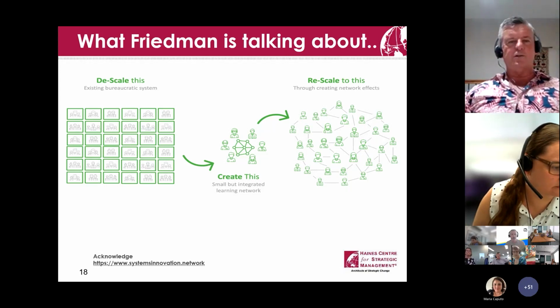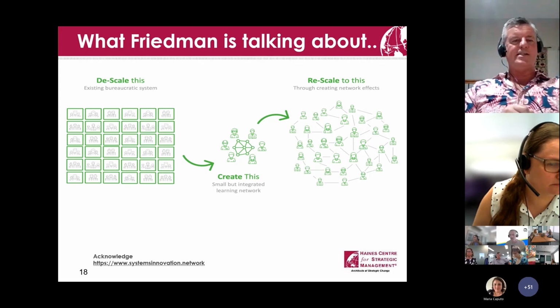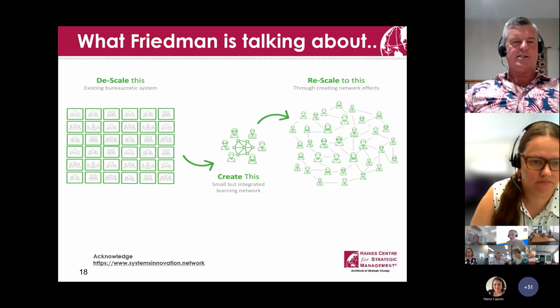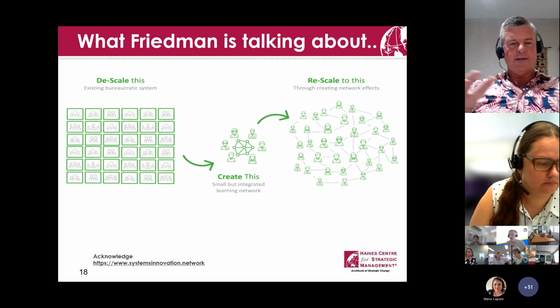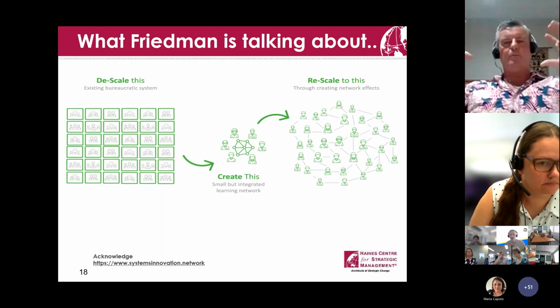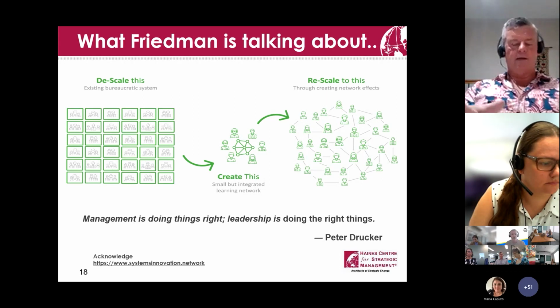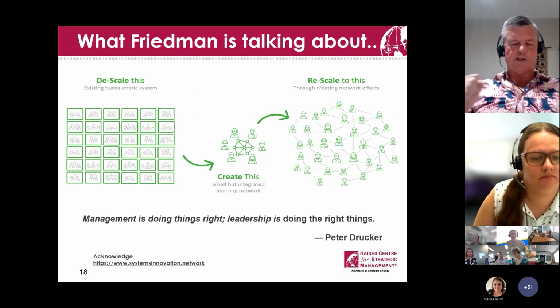So what Friedman's talking about is his idea of breaking down these silos, descaling the bureaucracy, you can see on the left-hand side, and then understanding what works and then putting it back together and scaling back up to achieve network effects from the work that's happening at the level of the client population.